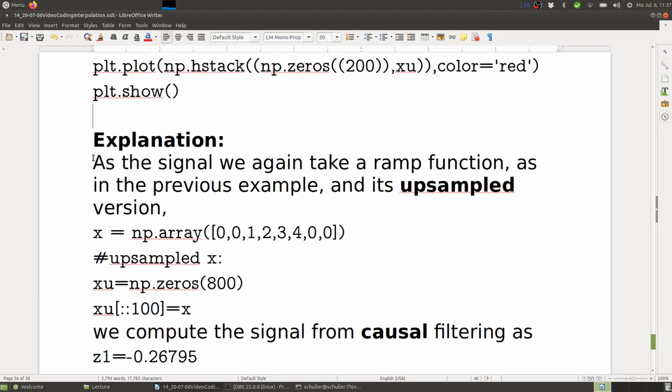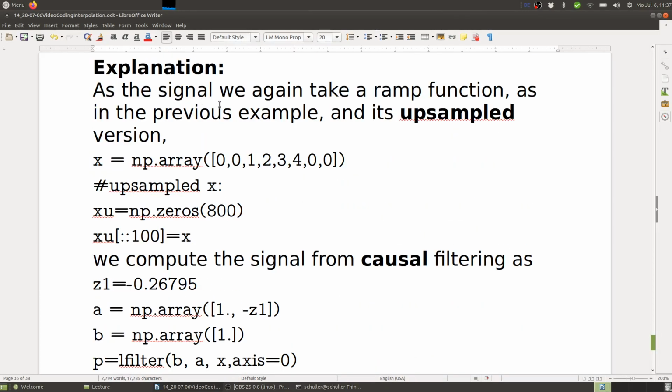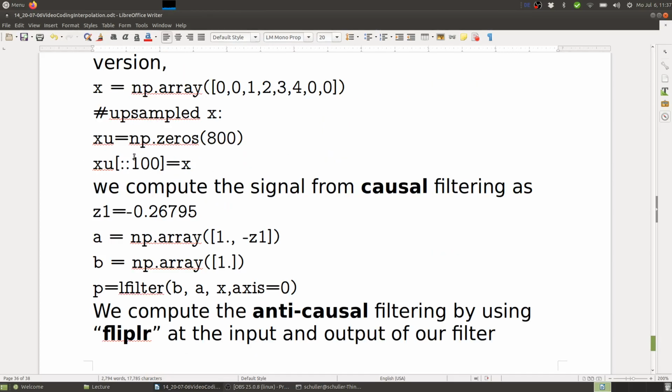Yeah, so here the explanation to it. As the signal, we again take a ramp function as in the previous example and its upsampled version. So here is the original ramp function. Here we do the upsampling now by this factor of 100. We compute then the signal from causal filtering, as we just saw, using lfilter, and B, the FIR part here is just 1. A, the IIR part contains this constant.